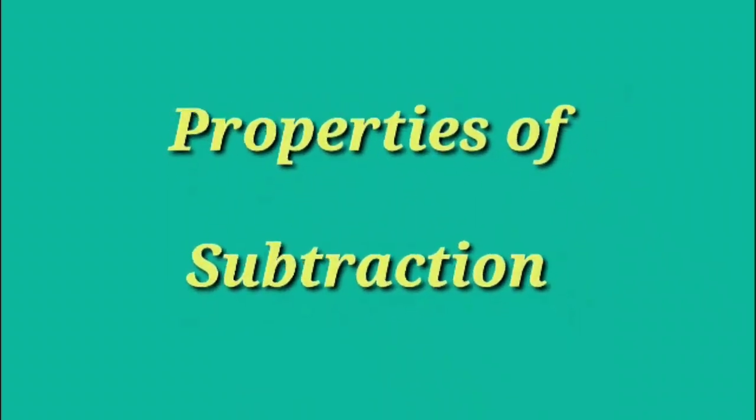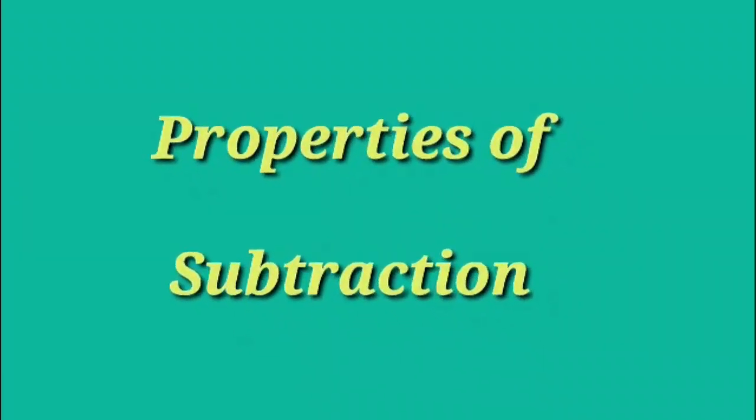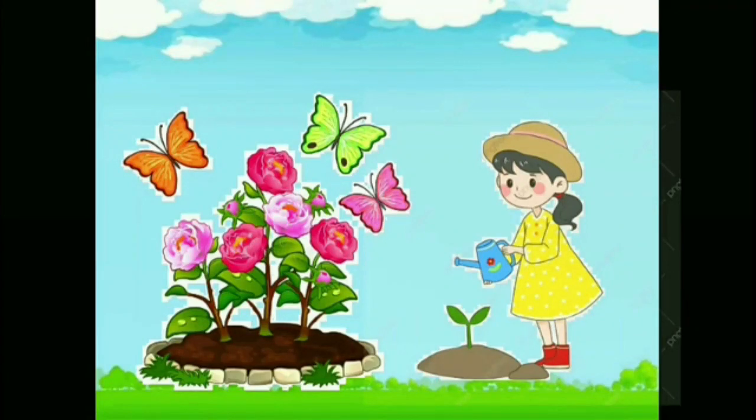Children, let us discuss the properties of subtraction. Children, Arnold's family has a big vegetable garden and flower garden. Sonu and Abhi like gardening. Every day in the evening, Sonu used to water the flower garden. She likes roses very much. One day she noticed 5 roses on a rose plant, but she did not pluck any flower. Let us find out how many roses are left on the rose plant.